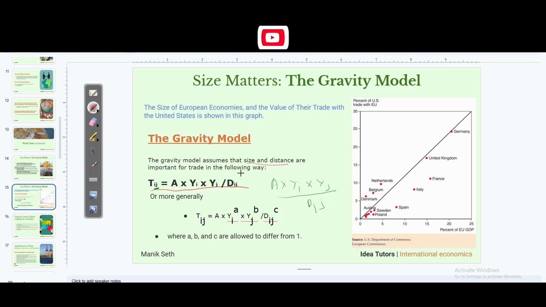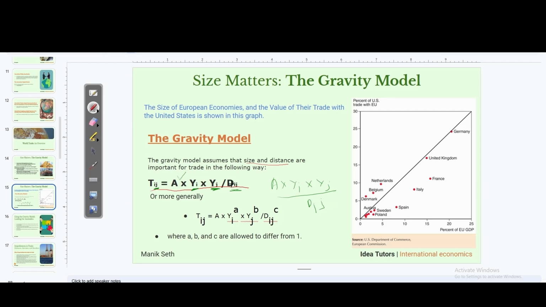Okay, so A is a constant. And Yi is the output of country i. Yj is the output of country j, and Dij, which we divide by, is the distance between i and j. So it is showing this inverse relationship with distance.